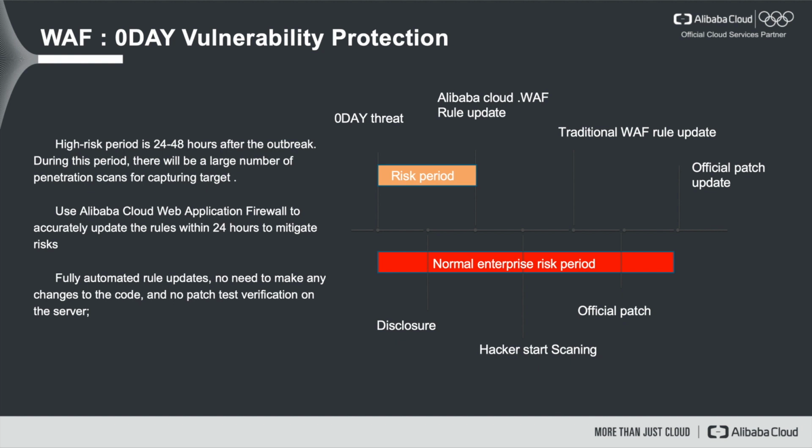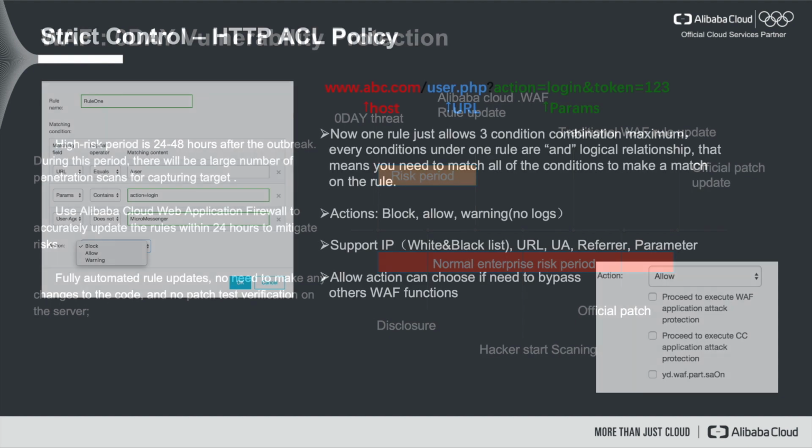Those zero-day vulnerabilities can be mitigated by using Alibaba Cloud Web Application Firewall. Web Application Firewall provides fully automated rule updates, and there is no need to make any changes to the application code, and there is no need to test the patch on the servers. On the right side of the screen, we see how the normal enterprise without Web Application Firewall could be affected. Alibaba Cloud Web Application Firewall reduced this time period.